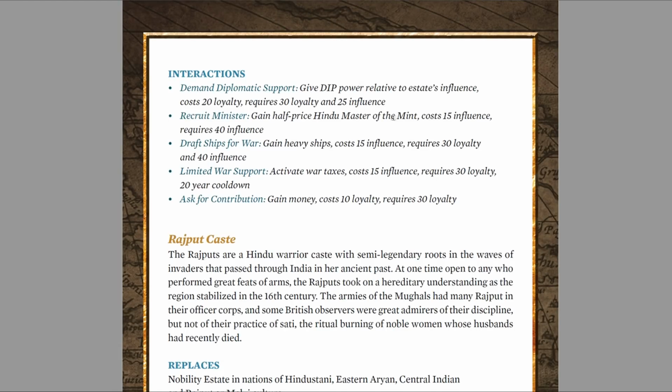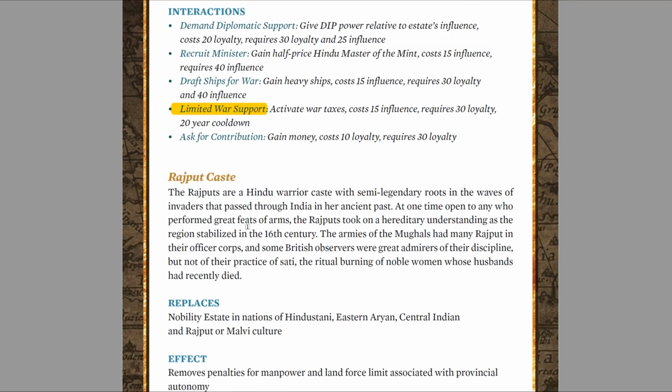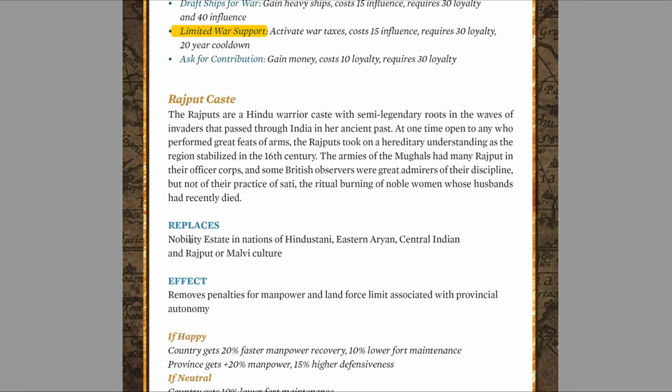Okay, diplo points, Master of Mint, gets ships. Oh, this is new. Limited war support, activate war taxes for 15 influence, 20-year cooldown. That's pretty neat. Yeah, instead of paying 50 military points, you can just do this instead. It's good.